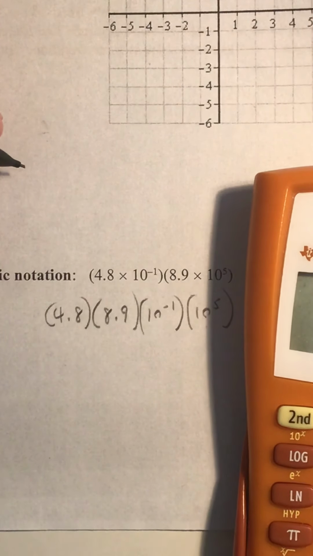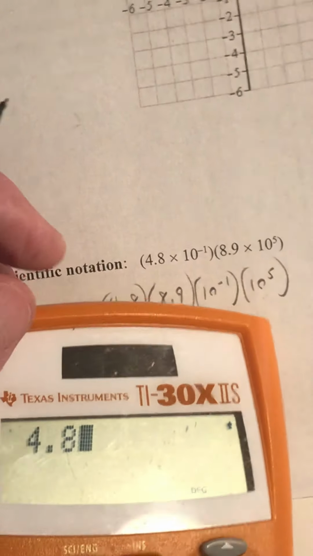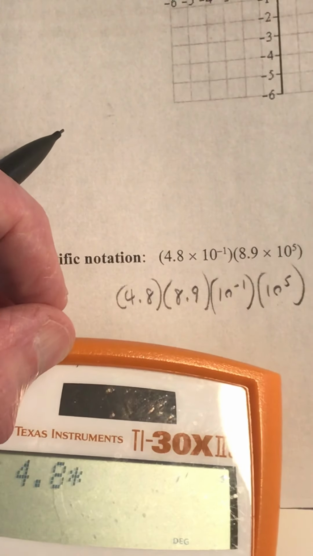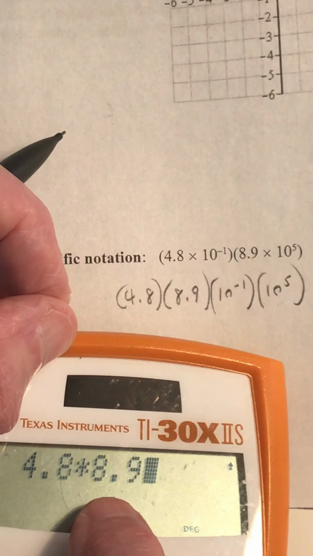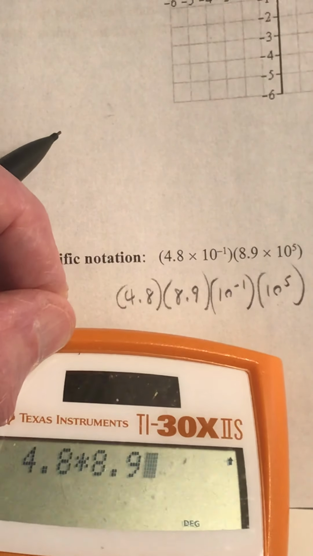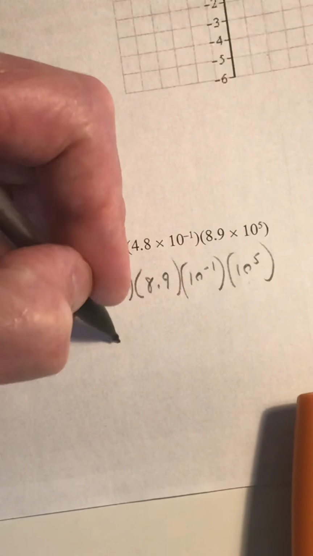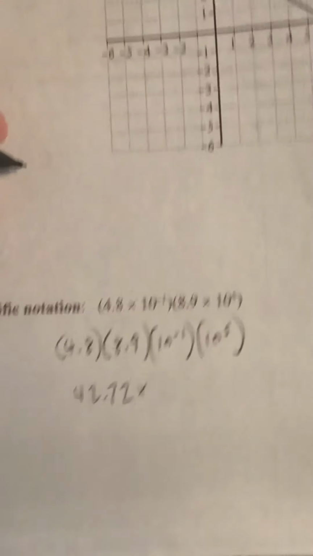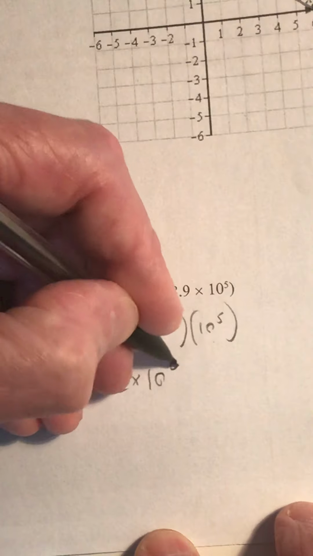I'm going to be careful because it's so easy to punch in the wrong number and then you get it wrong for that silly reason. Times 4.8 times 8.9. Does that look right? Does it match 4.8, 8.9? Yes. So that comes out to 42.72. And for the powers of 10, I add the exponents, I get 10 to the 4th.